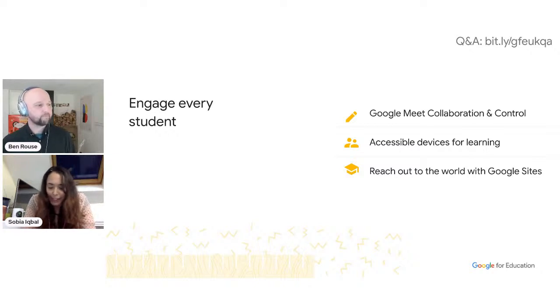Okay, we're going to be looking at 3 main tools today to help us engage with every student. We're going to look at something called Google Meet Collaboration and Control. There are lots of new access features, and it's good for collaboration if you're going back into online or hybrid teaching, which, as we know, with the pandemic, there is a possibility that we're going to have to go back into that environment. We're also going to be looking at accessible devices for learning with regards to Chromebooks. And finally, we're also going to look at Google Sites to help us reach out to the world, but in a secure way for our students, so that we're making sure that they're safeguarded and that we're providing them with the best possible opportunities, but in a safe way.